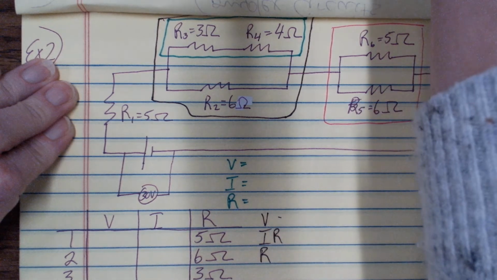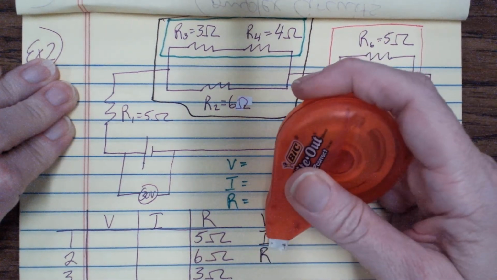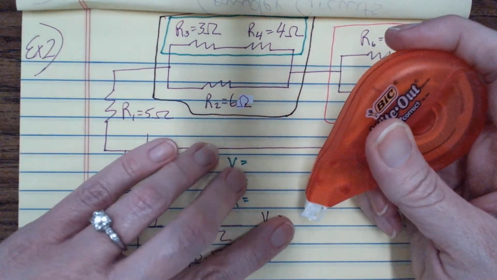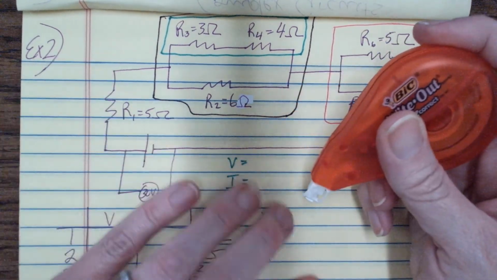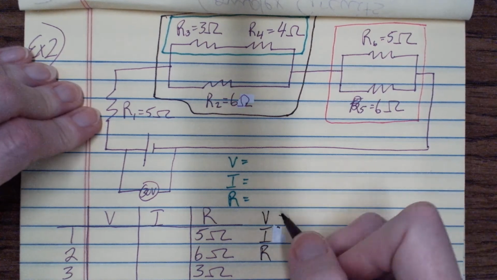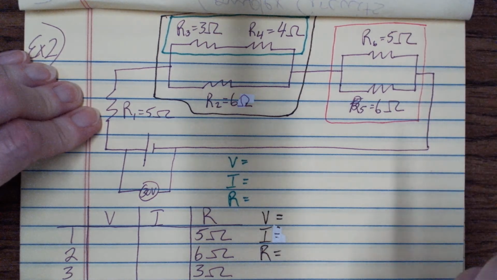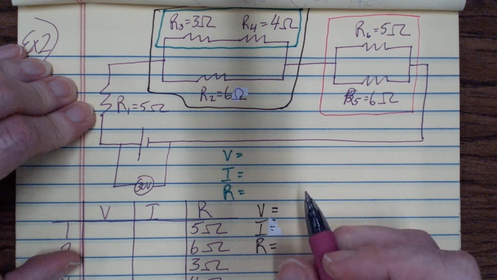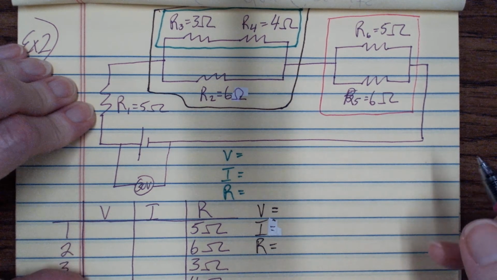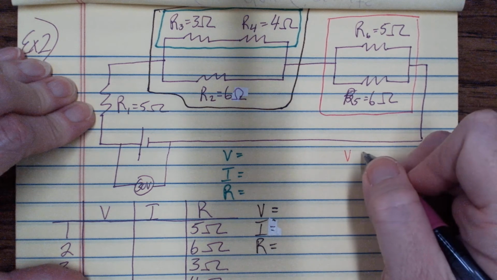Oops. And this is why I have whiteout. That doesn't work as well on yellow paper. Fun times. And the pink one. And put it off to the side over here.